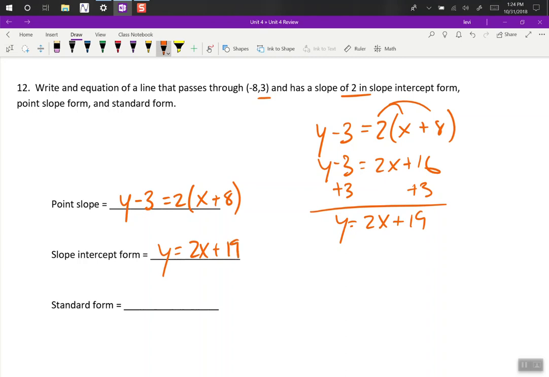And then from there we'll change this into standard form, so we'll have to subtract 2x. So we'll get -2x plus y equals 19.